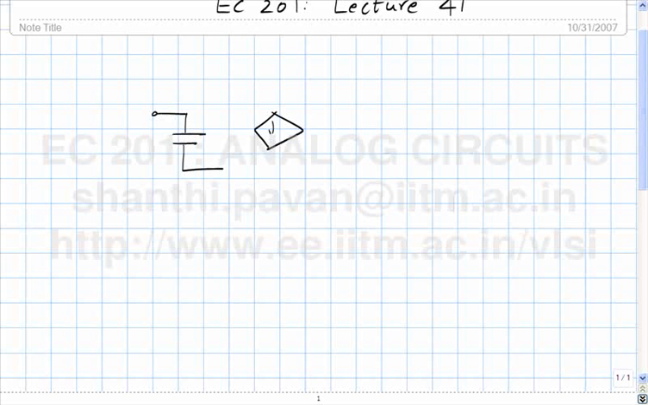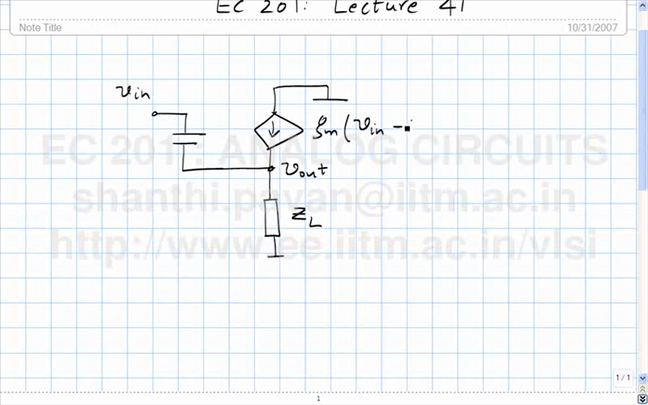This was the small signal equivalent we were working with yesterday. There was some load resistance RL and some capacitance CSB. If I call this ZL, this was V in, this was V out, and this is GM times V in minus V out.